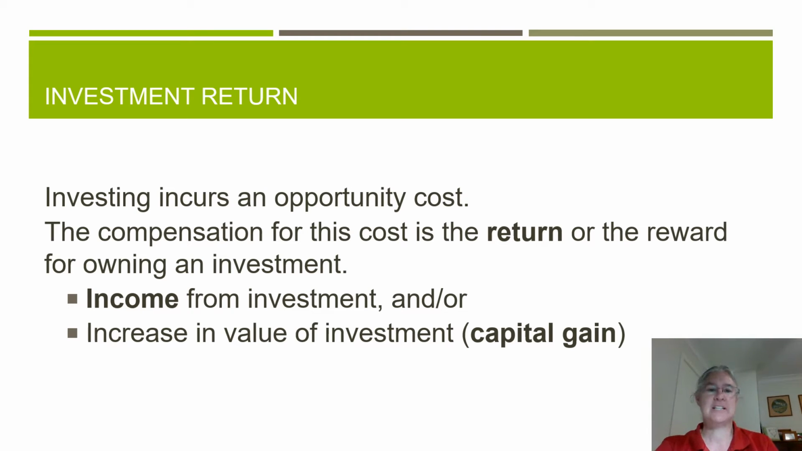So we want an investment return. When we're investing, we have an opportunity cost. We're taking our cash and making a choice for one particular asset. We could have chosen another. We could have spent it, but we haven't. We've made a choice, and for that choice we want to be rewarded. So we would like to have income from the investment, and we would like the value of the investment to increase. When the value of the investment increases, that's called a capital gain.